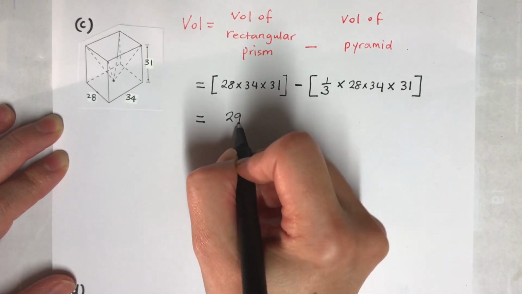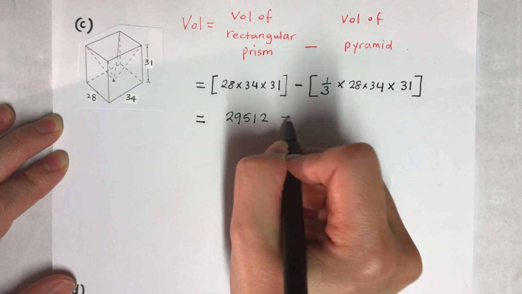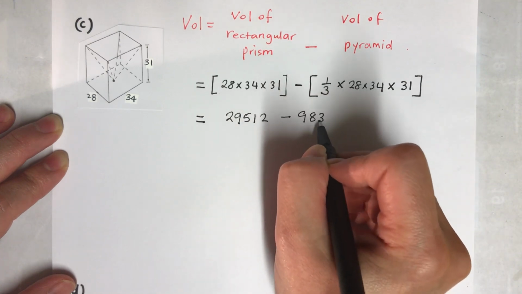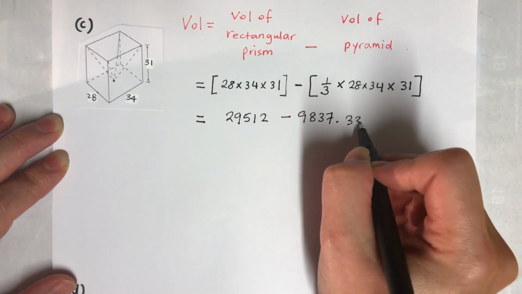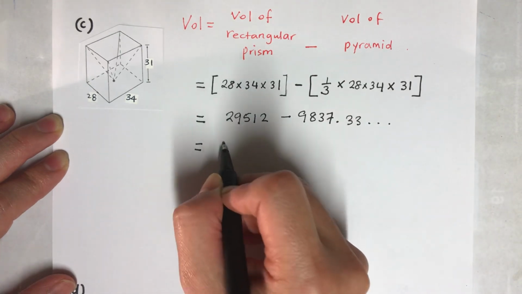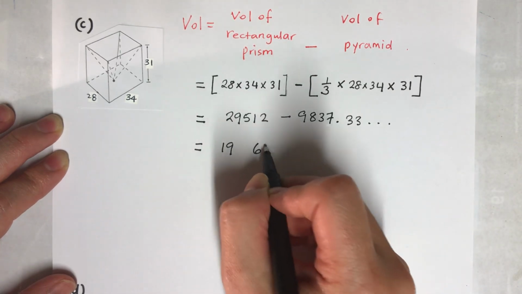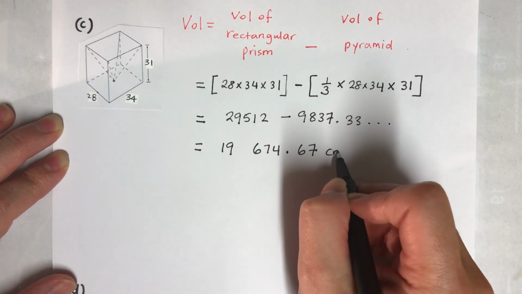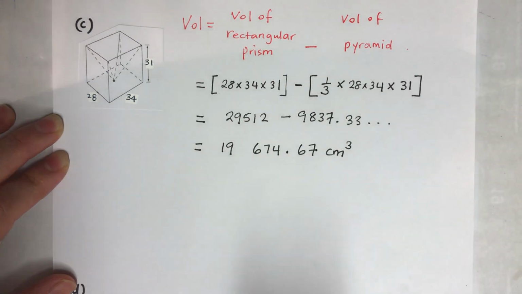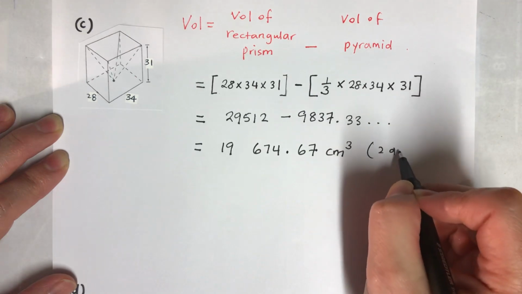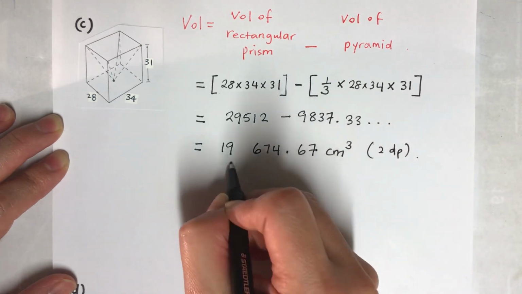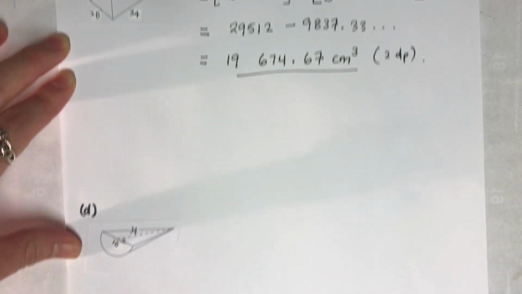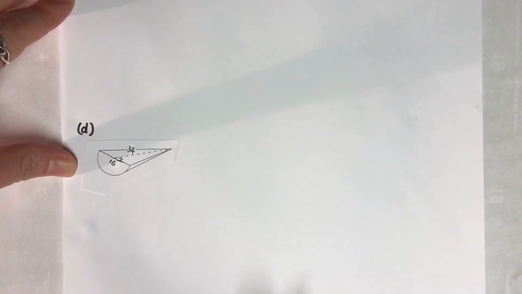Well, I'll just write it like this. Take away. I will get 19,674.67 because we decided it's going to be 2 decimal places. Okay, so that's done. The fourth one, it's not too bad. Looks interesting, but it's not too bad.